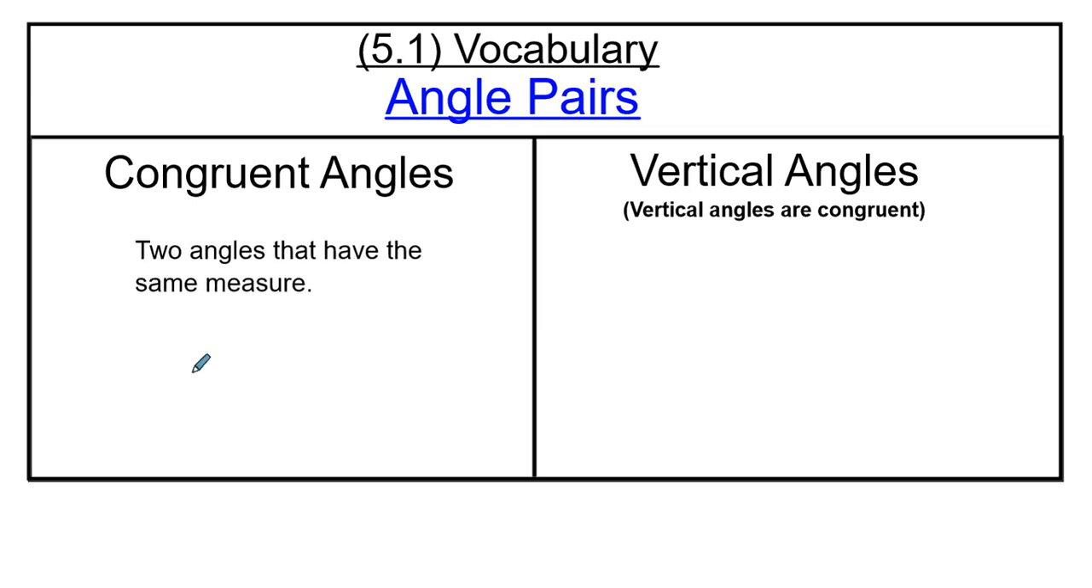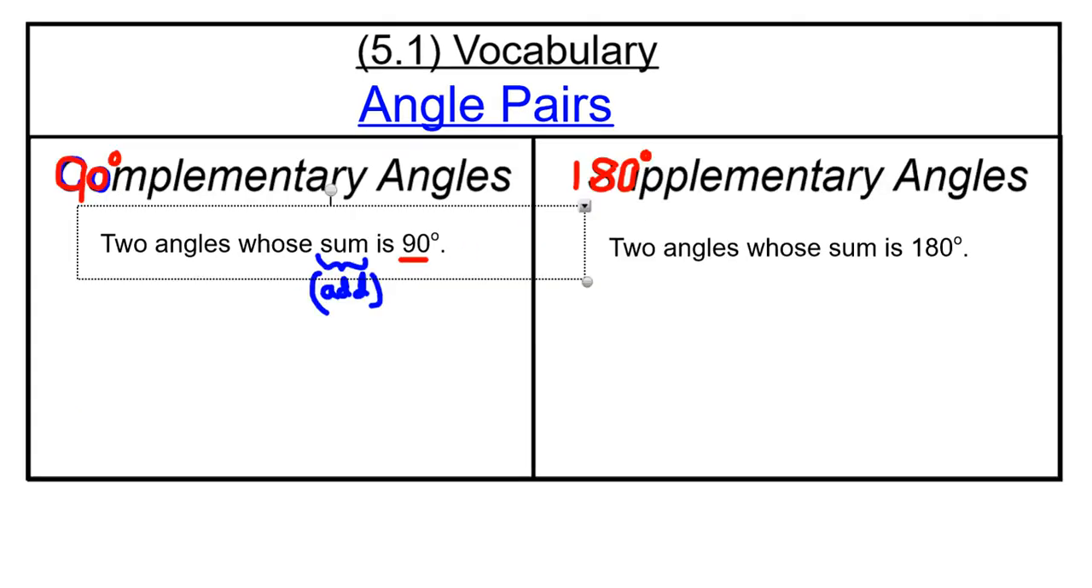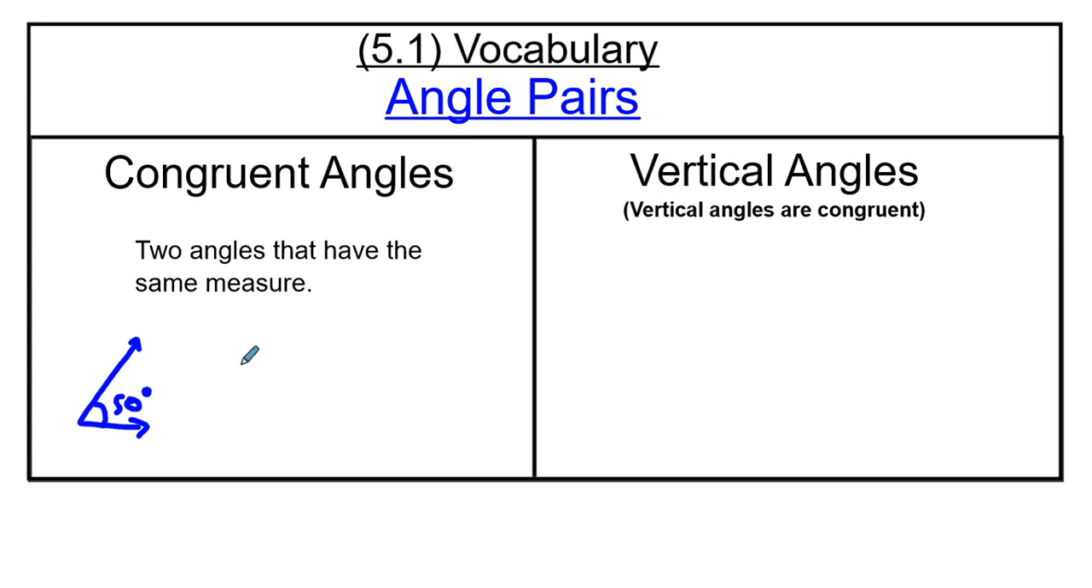So if you have one that is, let's get a different color here. If you have one that is, let's go with 50 degrees, then to have a complementary, oh, excuse me, I said complementary. I was thinking of my last slide here. In order to have a congruent angle, I would have to have another angle that is 50 degrees. And it doesn't have to be in the same orientation. I could even flip it back this way. Doesn't matter how far the rays extend. If it's also 50 degrees, that rotational distance between those two rays, then it is called a congruent angle.